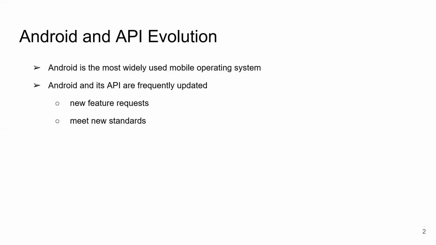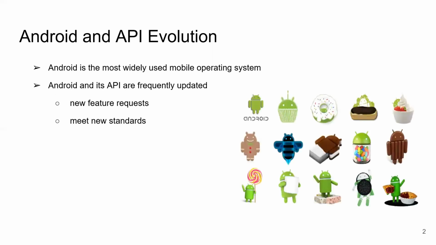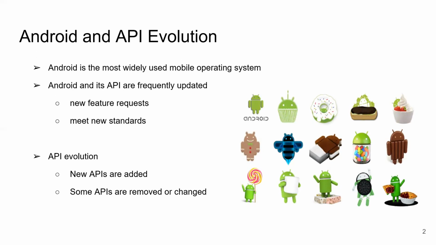The first commercial release of Android 1.0 with API level 1 was on September 23rd, 2008. Currently, we have Android version 10 and API level 30. This shows how frequently the Android OS and API are evolving. During an API evolution, new APIs are added and some APIs are changed and removed from the older version.